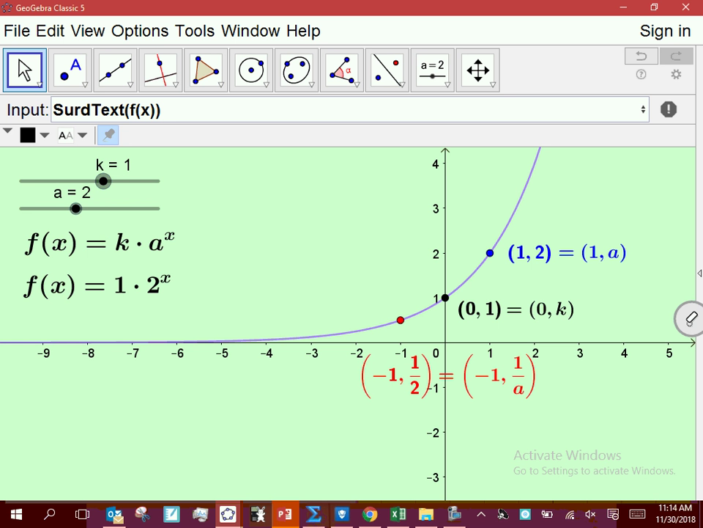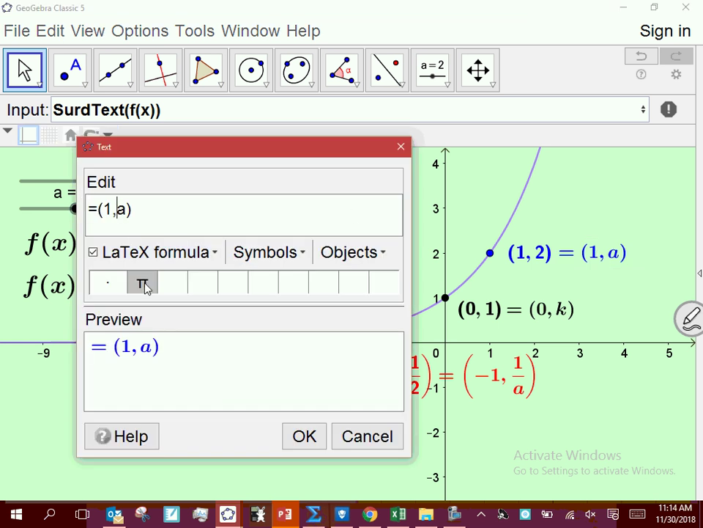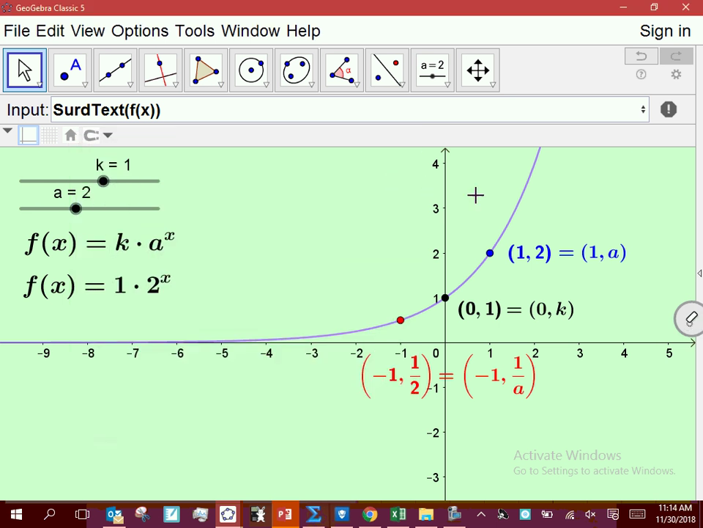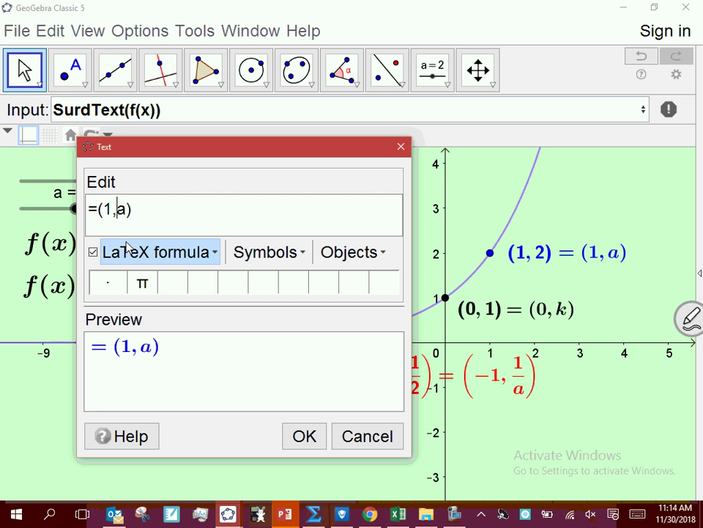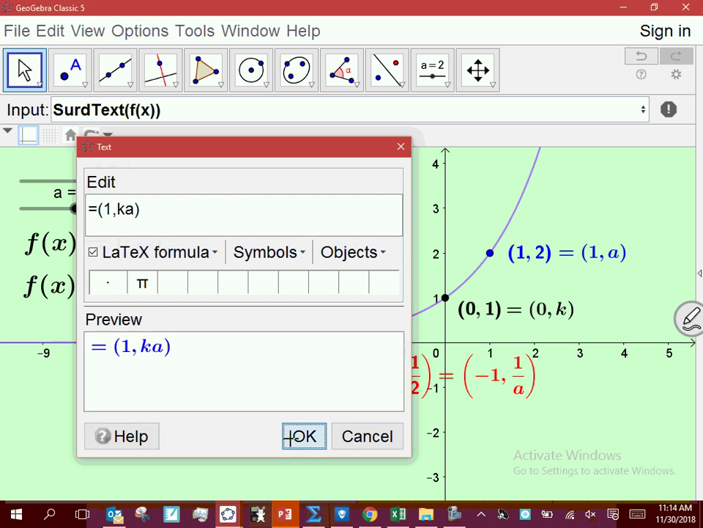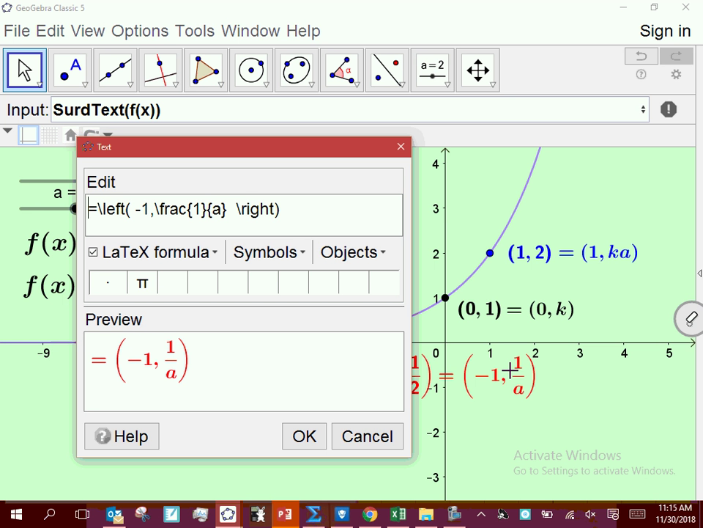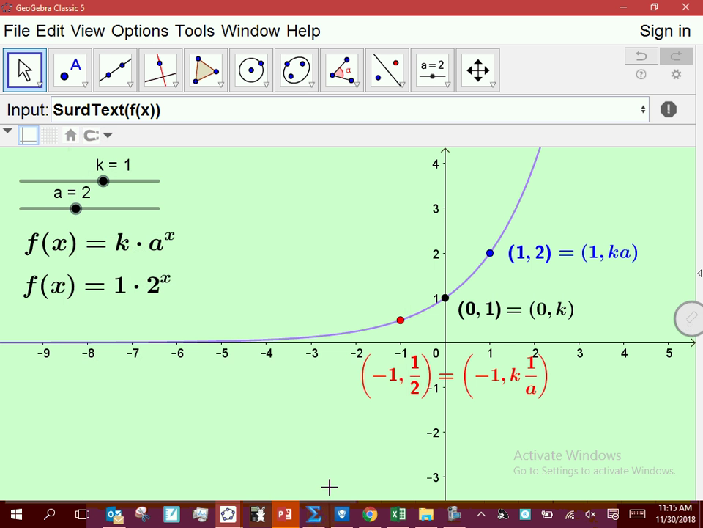Now, I should probably put a k there, because if k does change, then it applies that vertical stretch to those, correct?